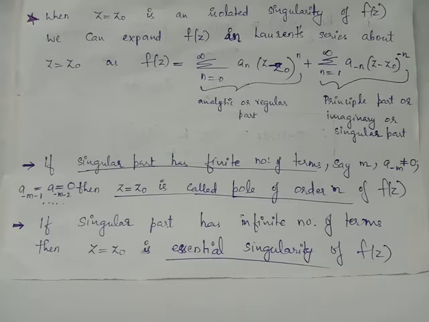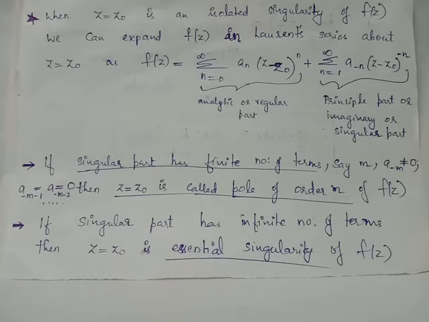Here the terms involving positive powers of z minus z0 are known as the analytic part or regular part of the Laurent series expansion, and the terms involving negative powers of z minus z0 are known as the principal part or singular part of f of z in its Laurent series expansion.